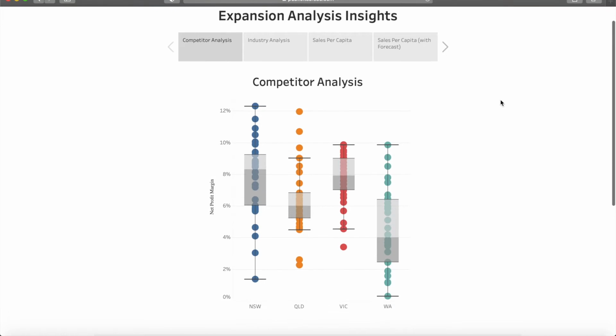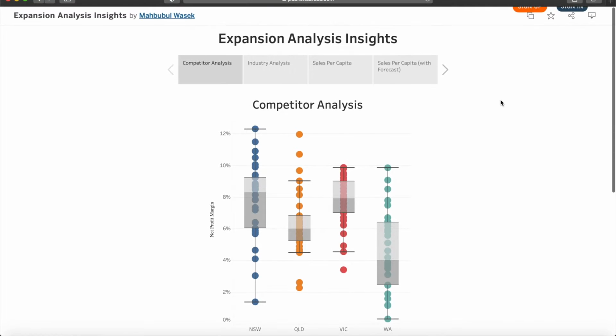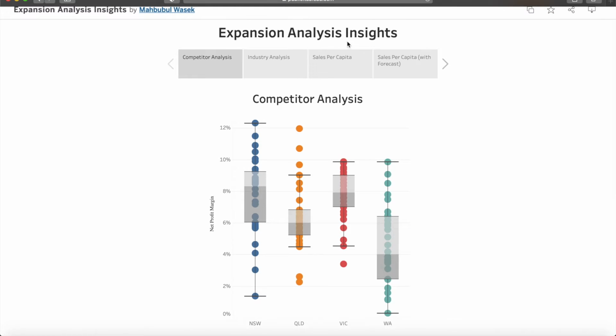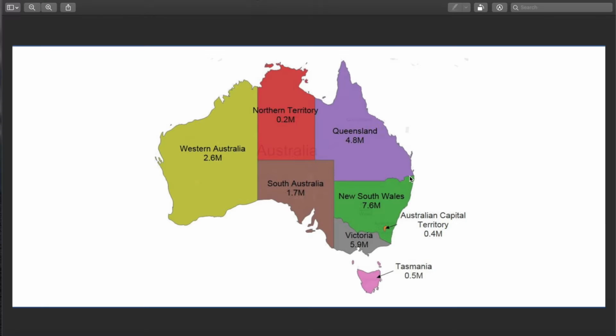In today's episode, I'm using three datasets provided as part of a challenge by Super Data Science. For this episode, I'm trying to solve a challenge as a data scientist working for a retail chain operating in the clothing retail industry. This company only works in the New South Wales state of Australia and is looking to expand into either of three states: Queensland, Victoria, or Western Australia.